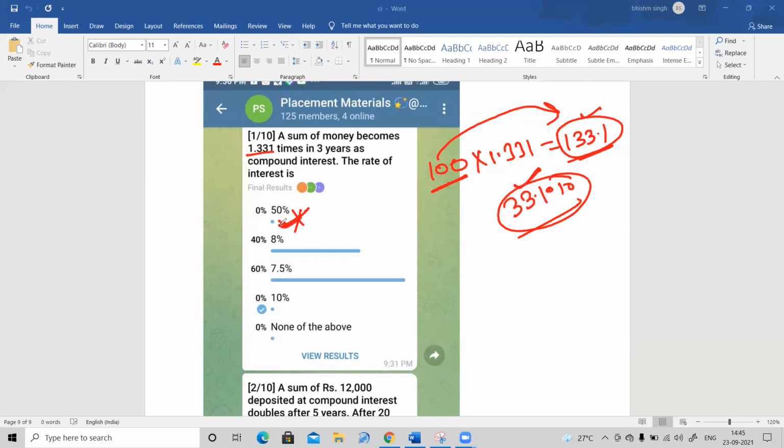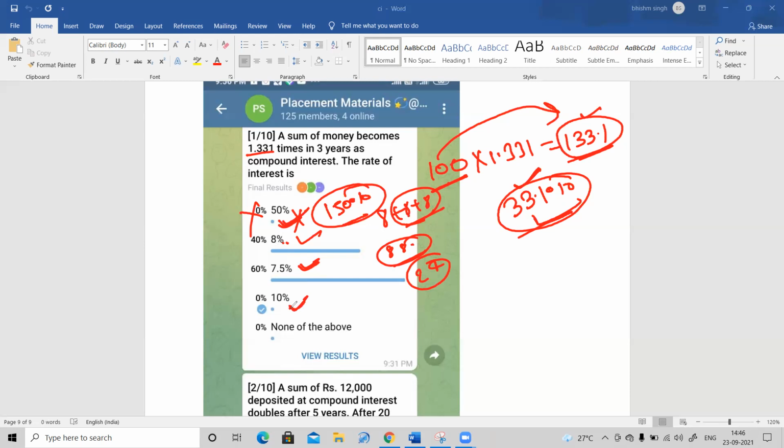If you take 50%, then in 3 years how much is this? This is more than 150%, because compound interest we are going. So this is not the correct answer. If you go with 8%, then this is also not the correct answer, because 8% first year, 8% second year, 8% third year, this is 24 only. Even if you try compound interest with 8%, you cannot reach 33. If 8 cannot reach, then 7.5 also cannot reach, because it is lesser than 8%. So only 10% is the one option.